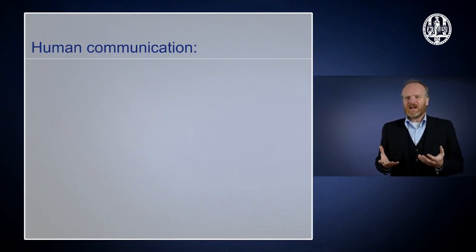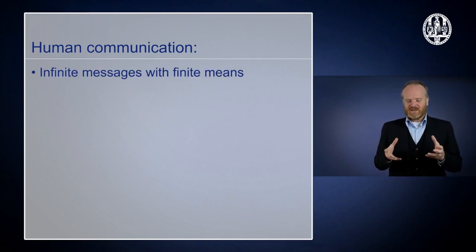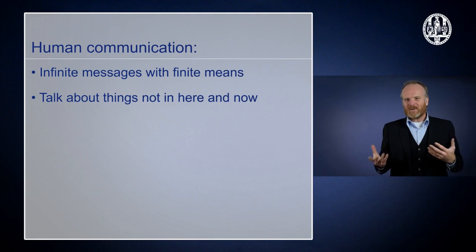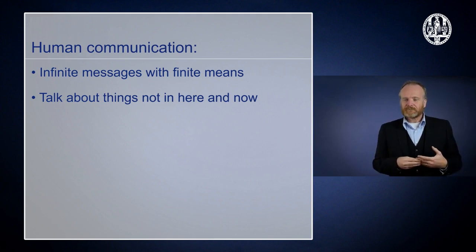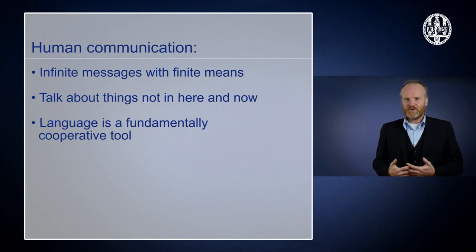We have now seen in this video that animals do have systems of communication, at least some kinds of animals do, but that they're always different in certain key aspects from human language. These key aspects are, first, that humans can make an infinite amount of messages with this limited set of building blocks. Second, that they can talk about things other than the here and now. And thirdly, that language is a fundamentally cooperative tool for humans. In the next video, we will look a little bit further at what language is. Is it really true that all humans have language?